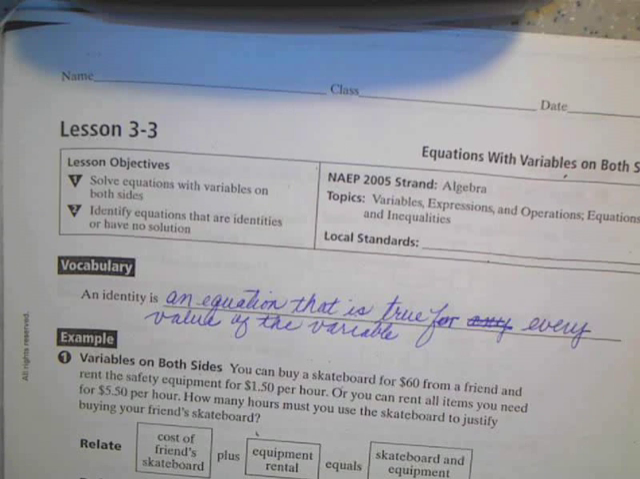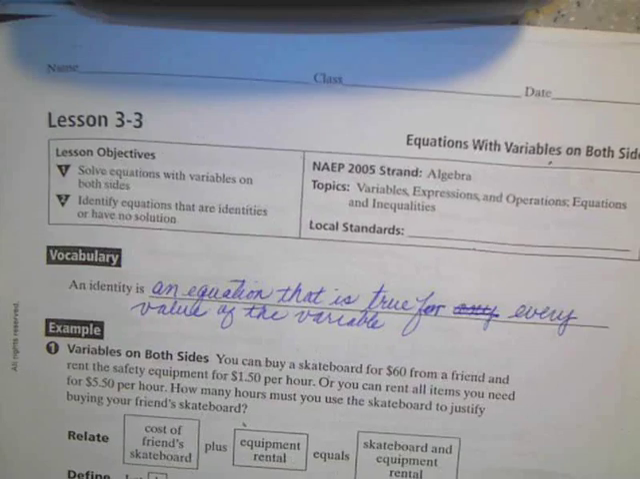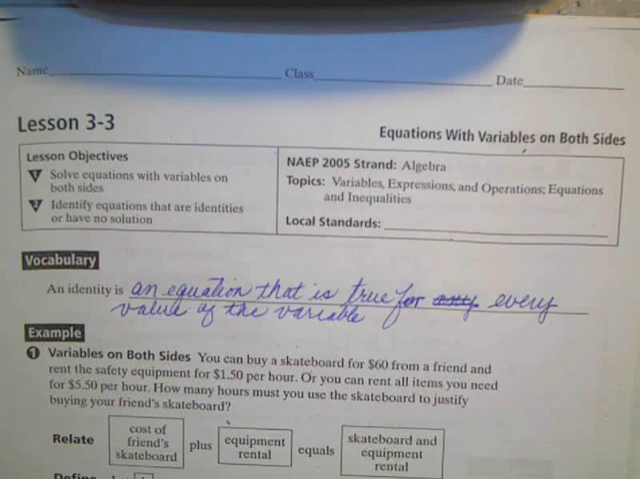Okay, now when we're doing this, if we have variables on both sides of the equation, our first step is going to actually be to get the variable located on one side or the other of the equation and then follow our equation solving steps.